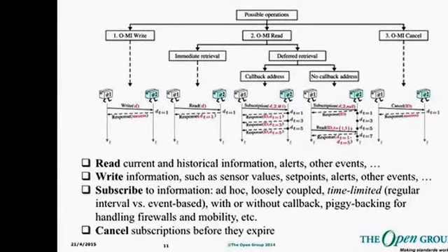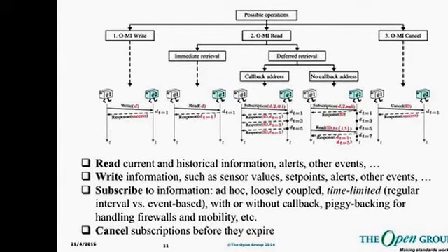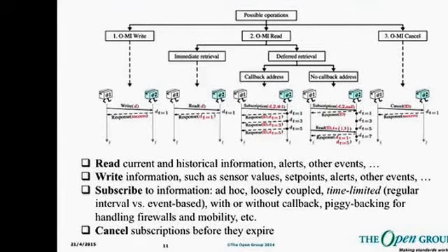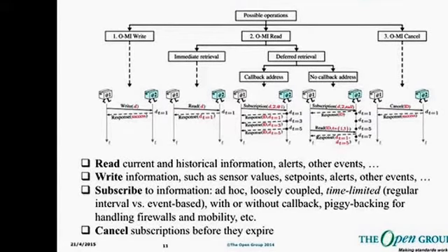So then some more details about the Open Messaging Interface. Here you can see all the possible operations and the variations of them. So write, read, and cancel. Of course, the names tell it more or less directly what you can do with them. With a read, you can get the current and historical information about alerts, sensor values, and so on. This is the immediate retrieval part here. You can also write information using the write operation.